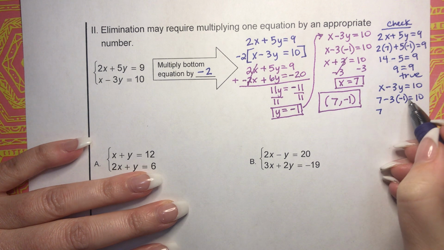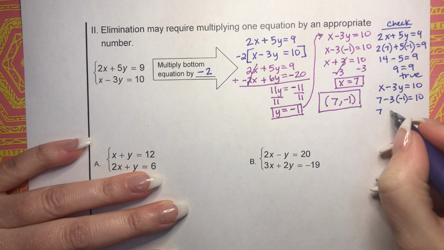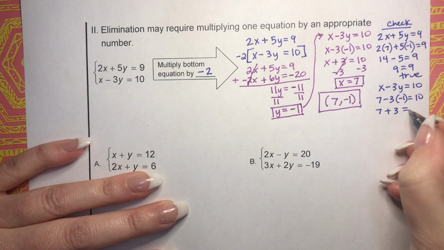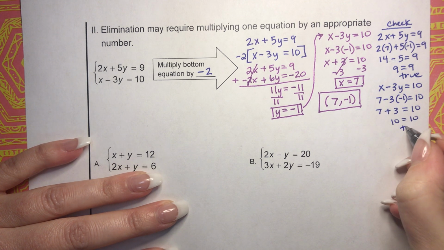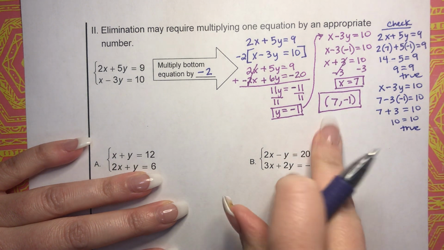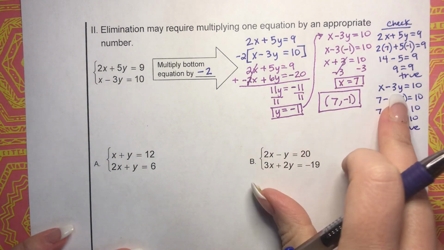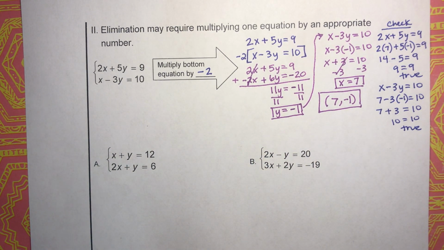Okay. Negative times a negative is a positive. 3 times 1 is 3, so positive 3. And 7 plus 3 is 10. So there we have it. We have another true statement, which means this is a solution to both equations. Therefore, it is the solution to the system of equations.